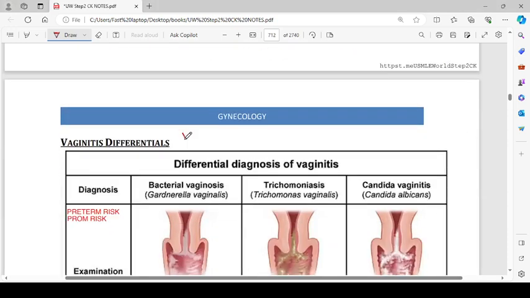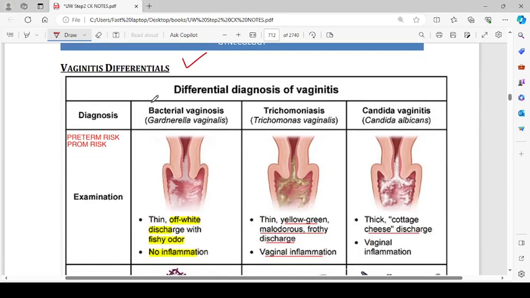Then we have vaginitis and its differentials. These three bugs you must remember. They will come every time we are talking about vaginitis. The first one is bacterial vaginosis, caused by Gardnerella vaginalis. Then trichomoniasis, caused by Trichomonas vaginalis, and Candida vaginitis, caused by Candida albicans. So let's talk about them one by one.